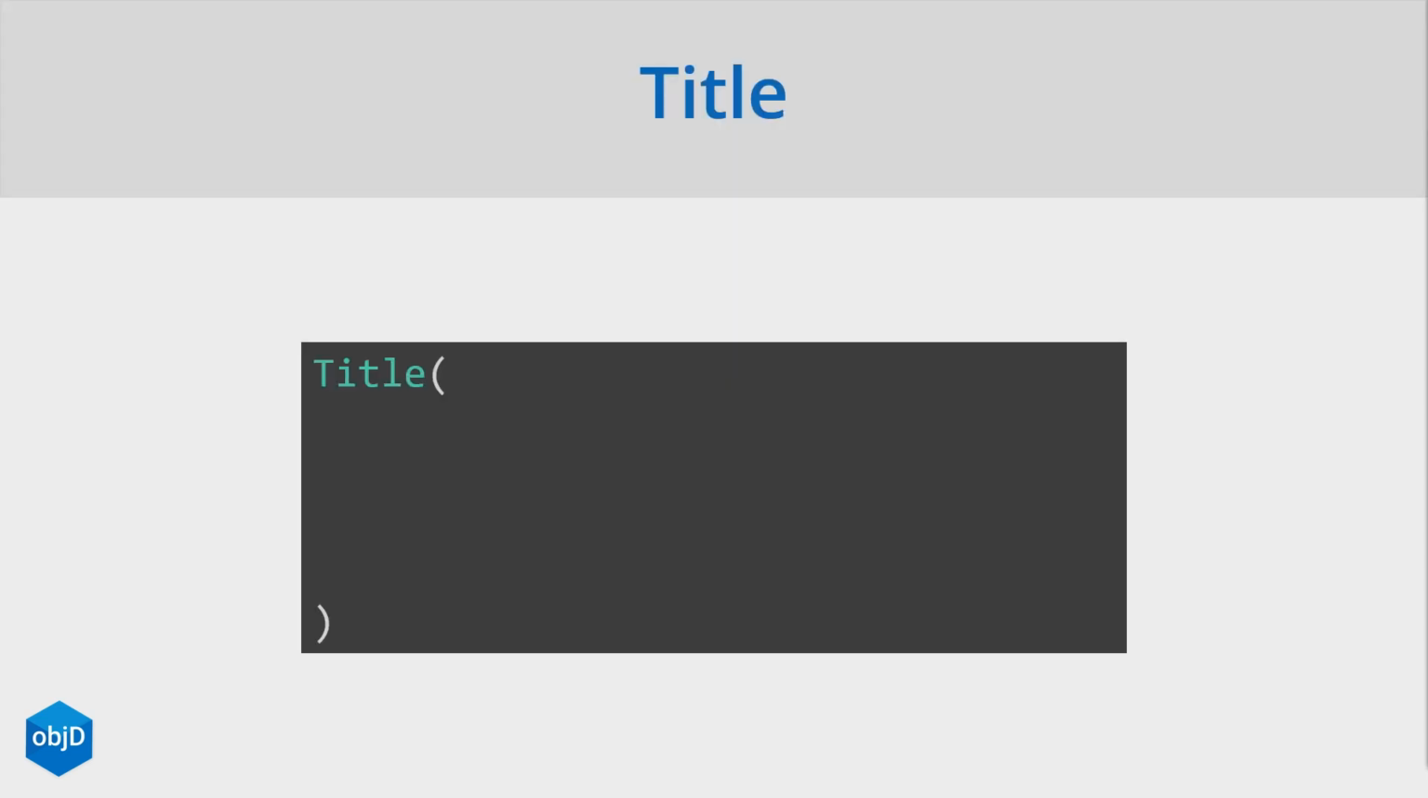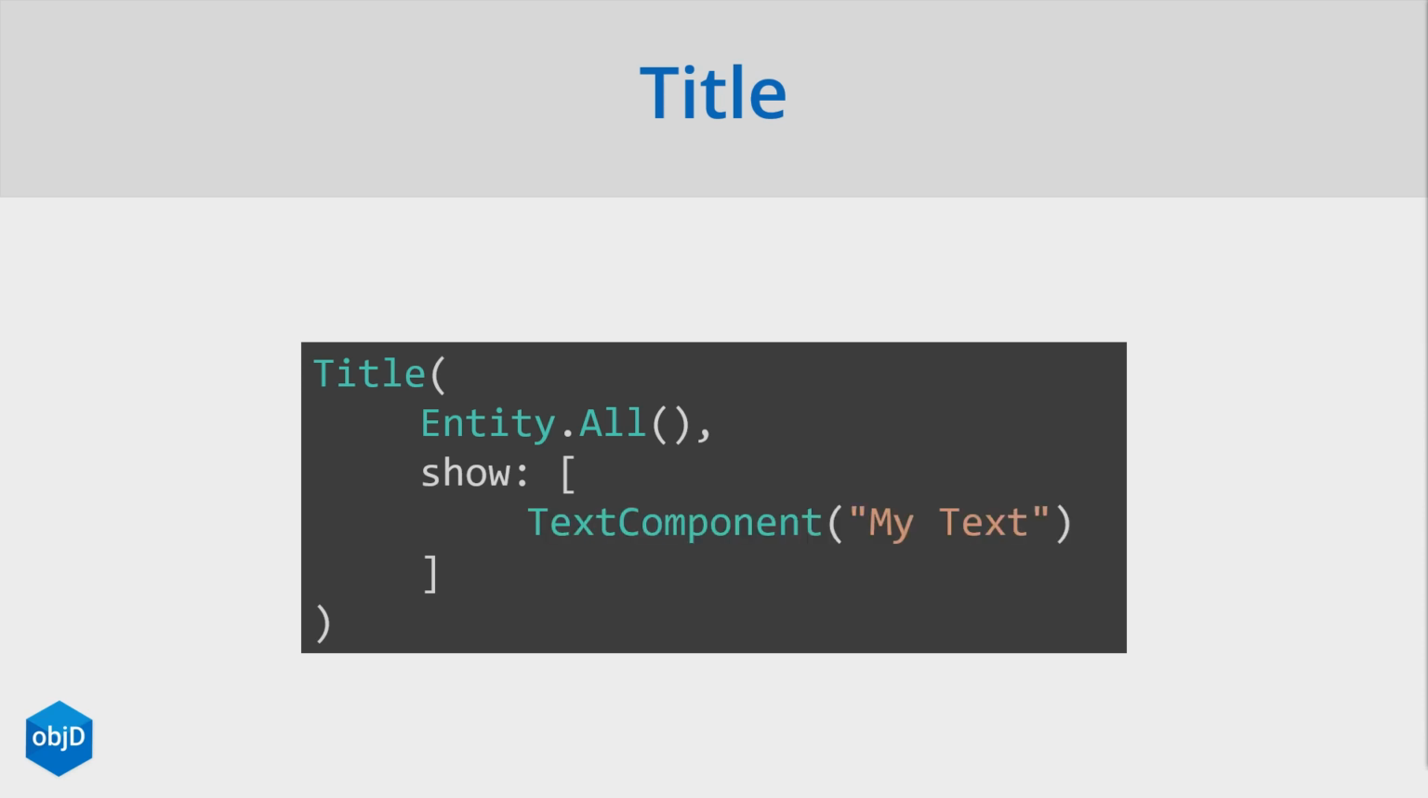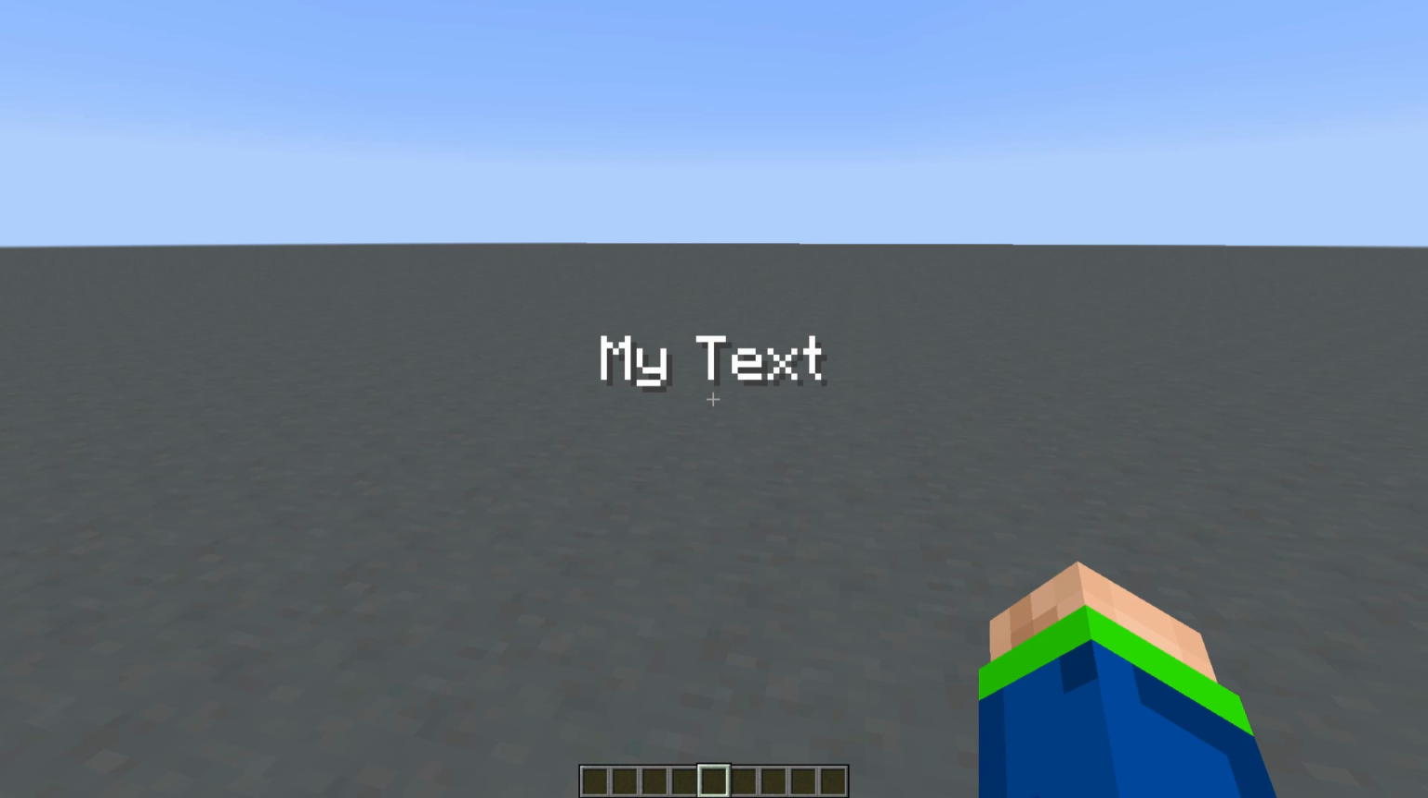So let's say we want to display a title. Well, this is as easy as defining the title widget in your code here, providing an entity target, and use the show array here. In the end you can wrap some text with the text component. In Minecraft it looks like this.